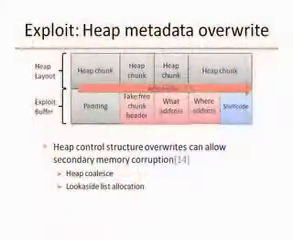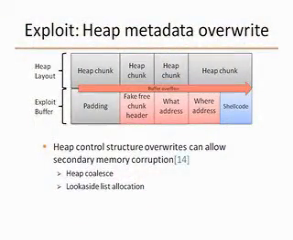So all of these mitigations that I've just talked about are primarily focused on preventing stack-based buffer overflows from being exploited. So what about heap-based buffer overflows? One of the exploits that has been refined over the years is called heap metadata overwrite. An attacker will overwrite some control structure that the heap uses to maintain heap allocations. Oftentimes, these heap control structures, if overwritten in a certain way, will allow an attacker to trigger a secondary memory corruption or gain execution control through those mechanisms.